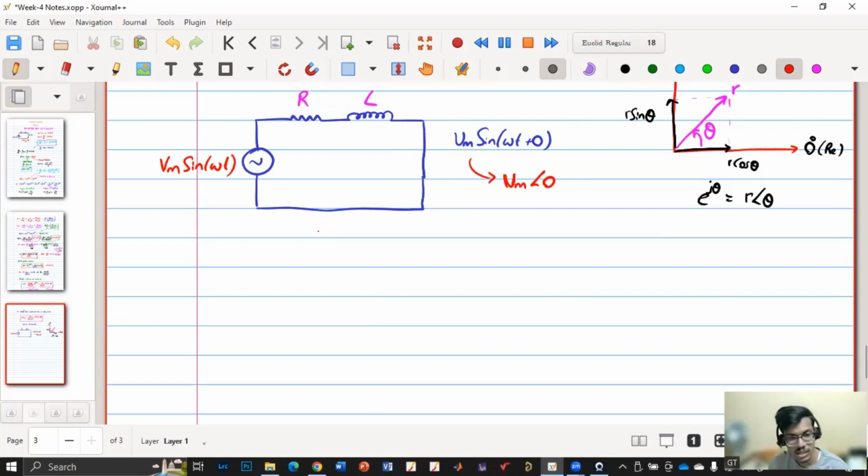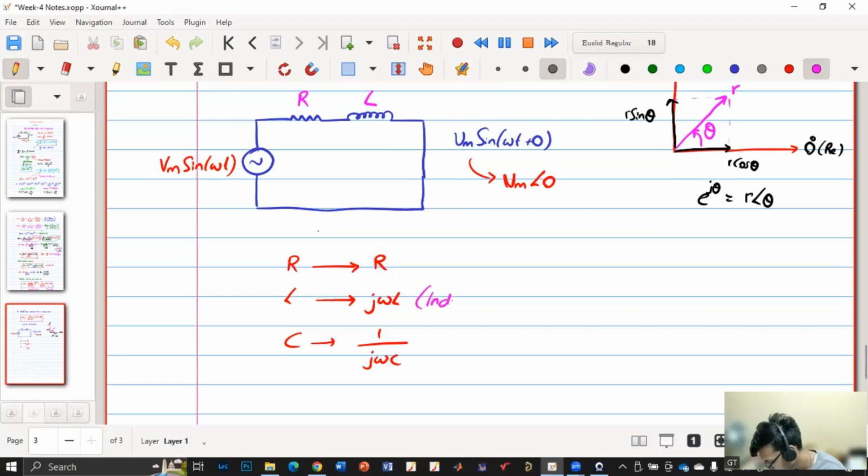And in this format, for the case of L, we'll consider j omega L as the reactance. For resistance, it will be just the resistance R. For inductance, it will be j omega L. So this is the inductive reactance. And for capacitance, it will be 1 by j omega C. And this is the capacitive reactance.